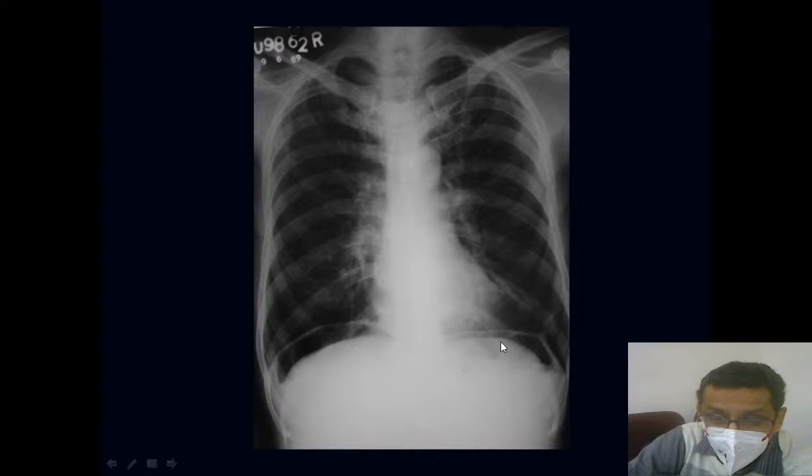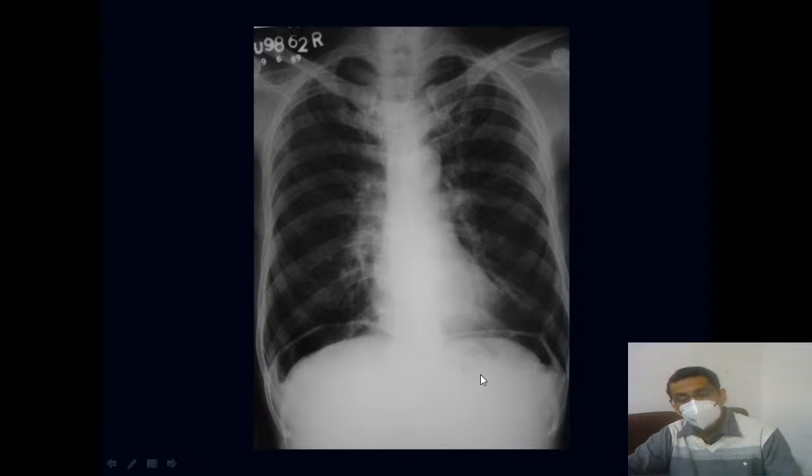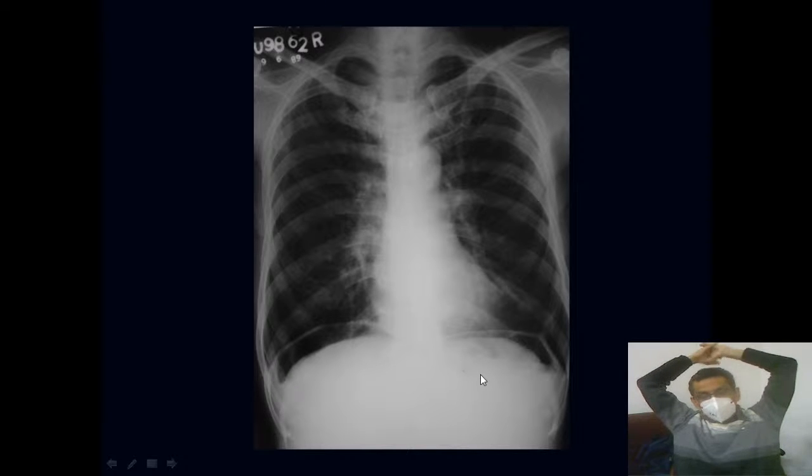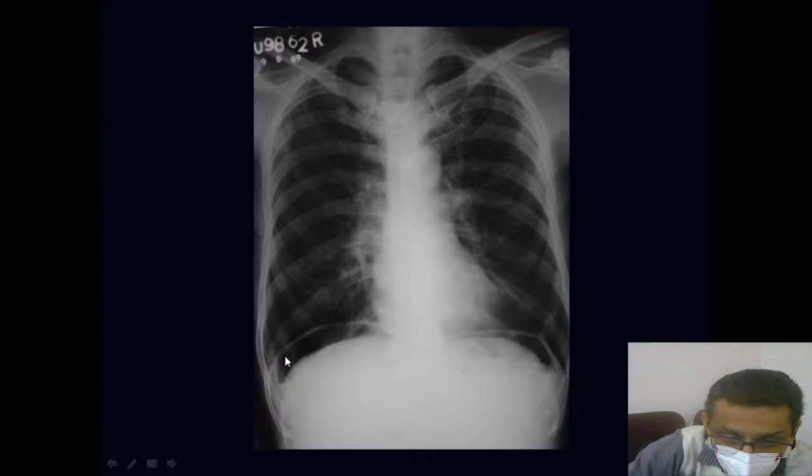This is pneumoperitoneum. Why is there no horizontal fluid level to this air here? This is also an erect film. Why? Because if I see a horizontal fluid level below, that means there has to be fluid below.